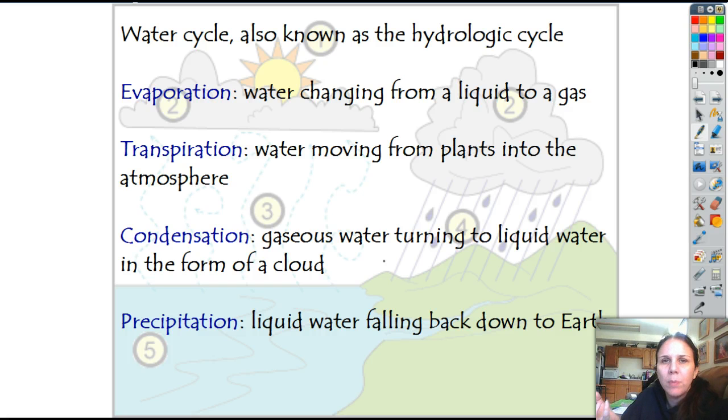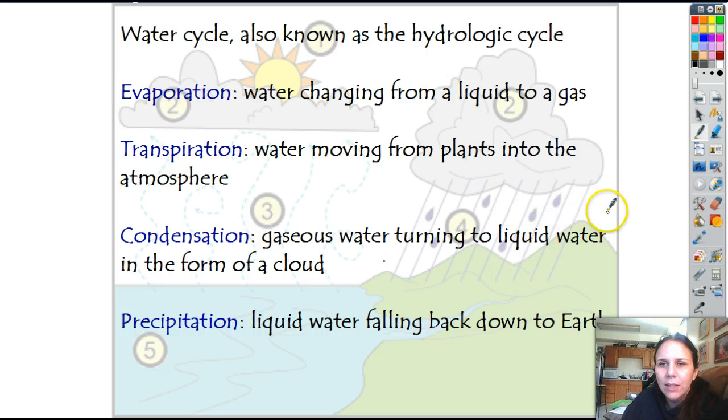And then when the water droplets get too heavy for that cloud, we get precipitation, which is the falling of the rain down to the earth. So we should call it liquid water falling back down to the earth, but it can take any form. It could be sleet, hail, snow, anything like that. But we usually tend to think of precipitation as being rain. Okay, and then once it's back on the ground or back in the ocean, it's ready to go for evaporation again.